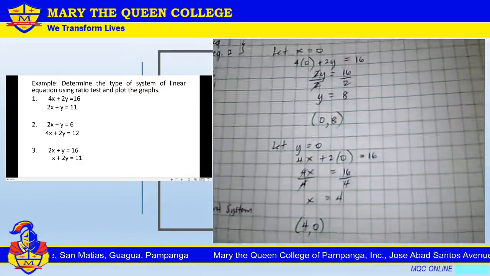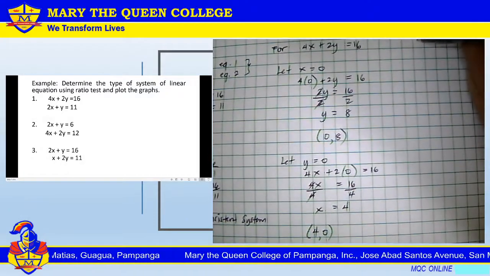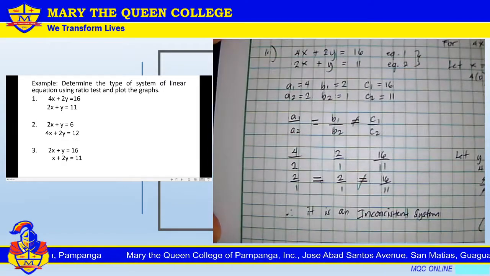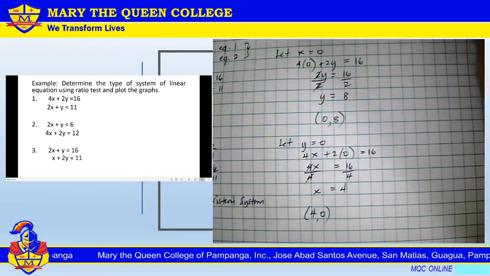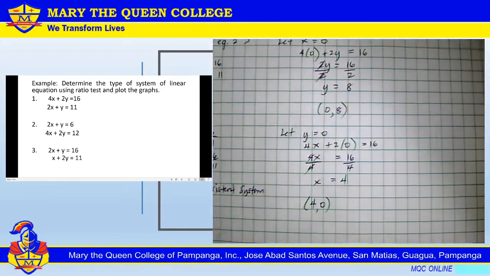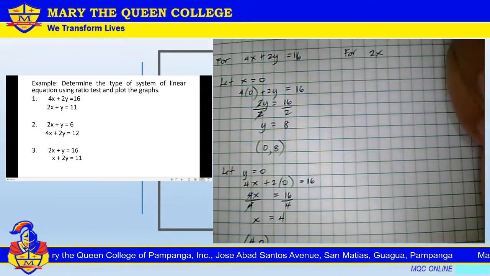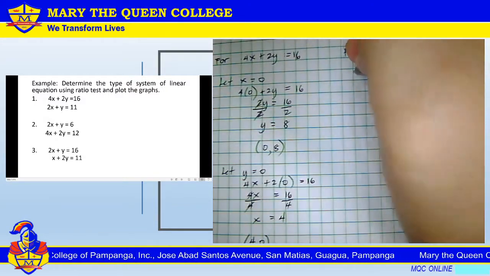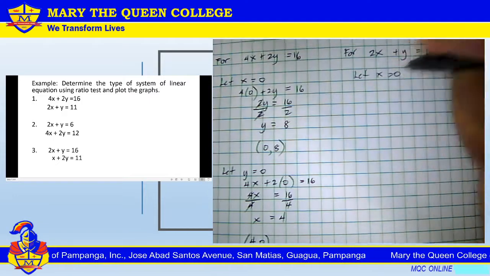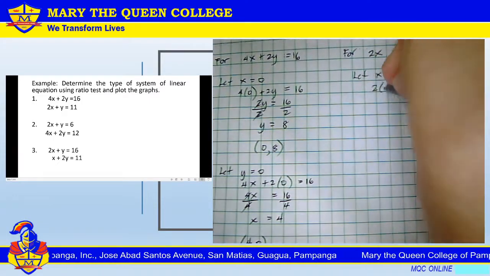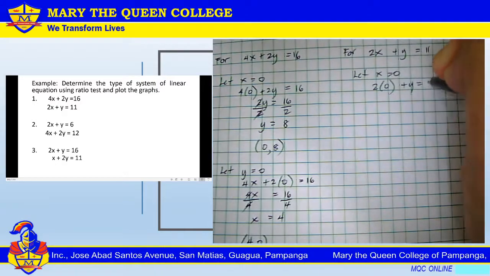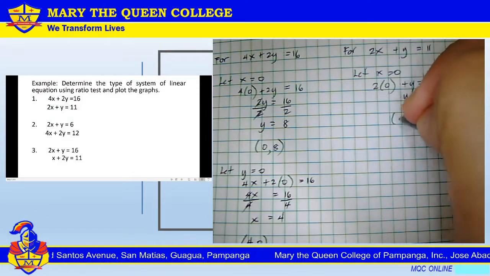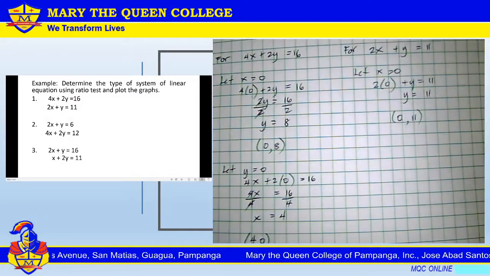Then the same procedure for the second equation, which is 2x plus y equals 11. For 2x plus y equals 11, let x be equal to 0. So we have 2 times 0 plus y equals 11. Therefore, y is equal to 11. So our ordered pair would be 0, 11.